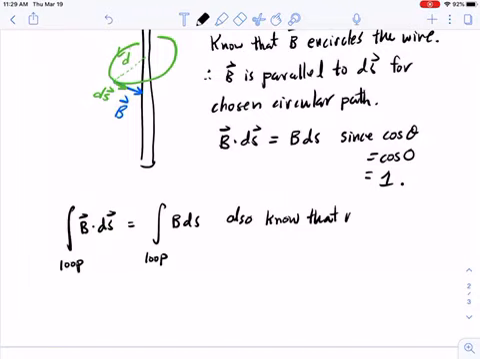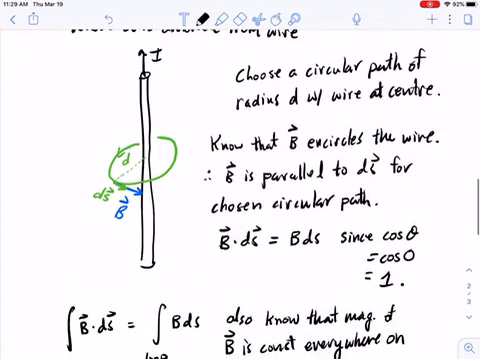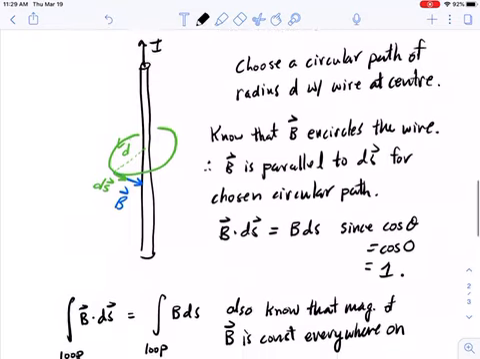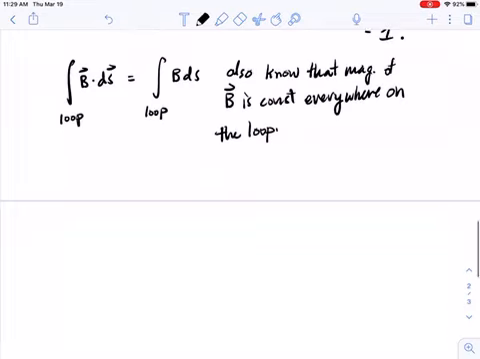We also know that the magnitude of B is constant everywhere on the loop. Every point on the loop is the same distance from the current, and for that reason, the strength of the magnetic field is not changing on the loop. So B is a constant. We can take it outside the integral. So this line integral that we're calculating becomes B, the integral around the loop of ds.